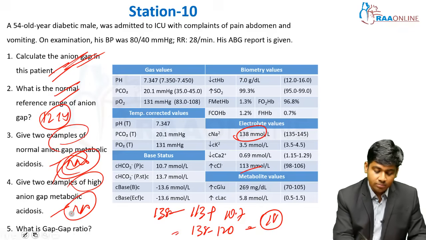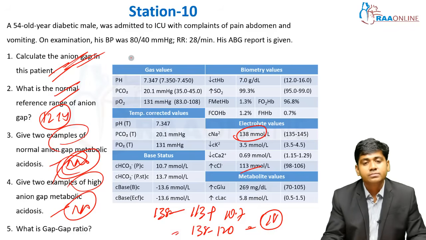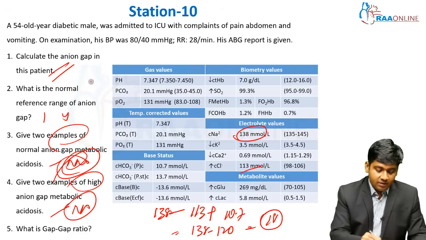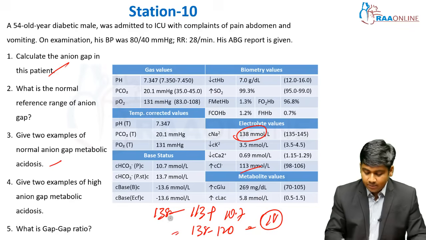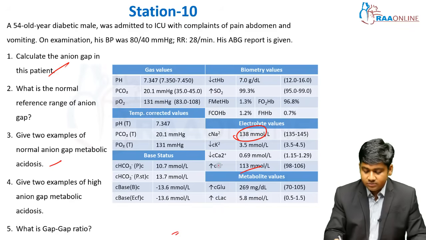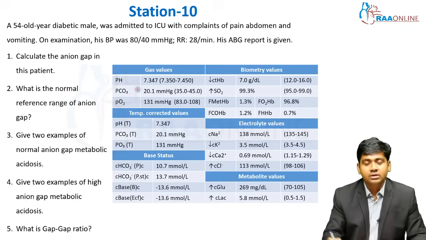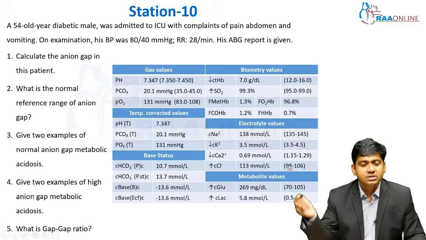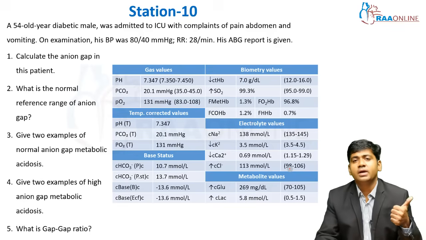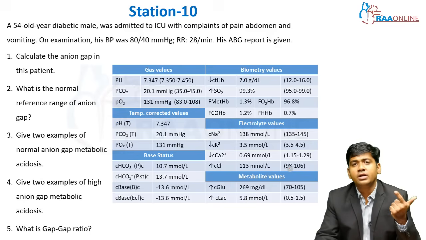What is gap ratio? Change in anion gap by change in bicarb. We discuss ABG completely in our interpretation of ABG chapter, so please go through that, and ABG is very much vital. ABG will definitely be asked in the exam: what are the derived parameters, what are the observed parameters, everything is written. So anion gap is sodium minus chloride plus bicarb. What is the normal range? 10 to 12. Two examples of normal anion gap: vomiting, diarrhea.